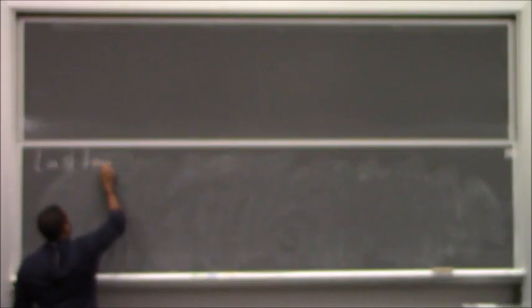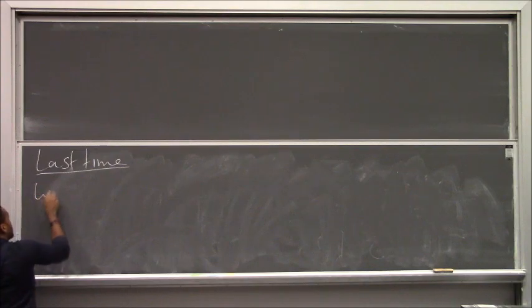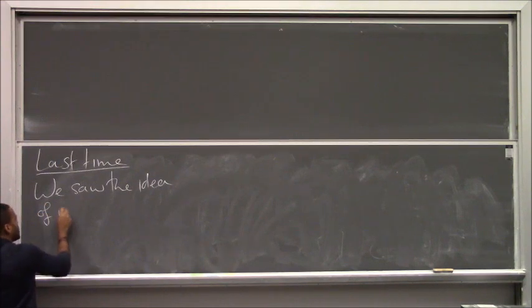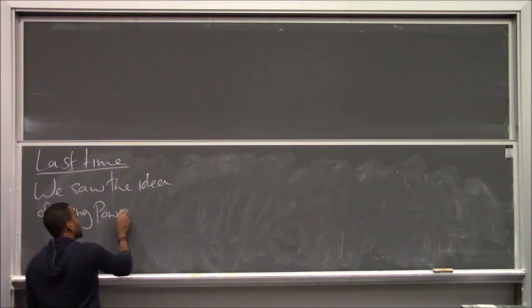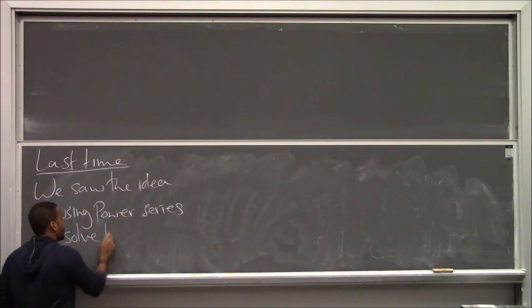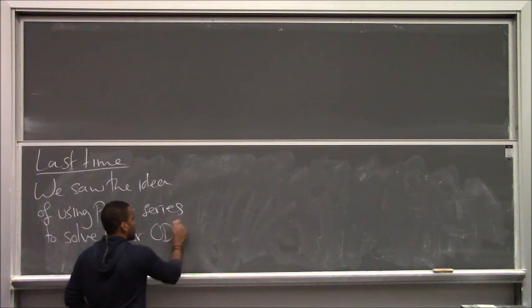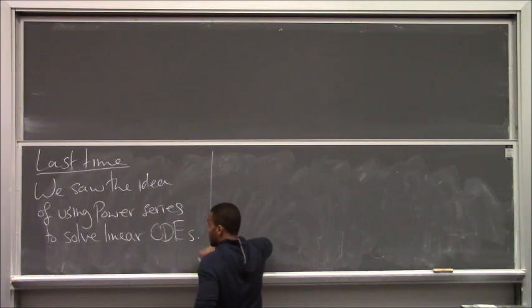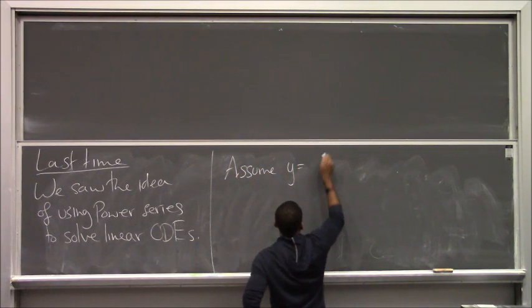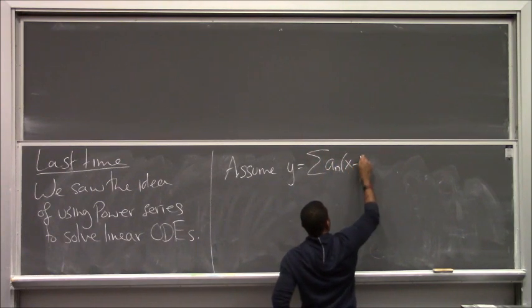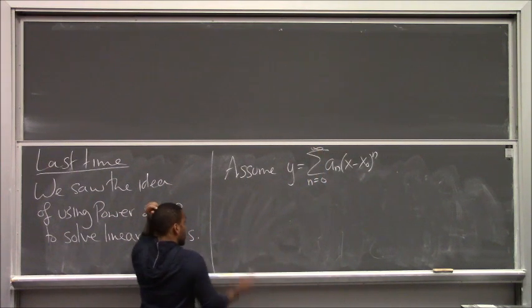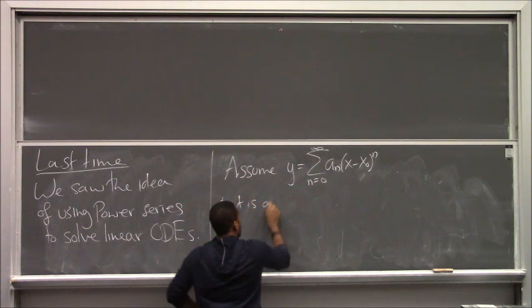Last forever ago, we saw the idea of using power series to solve linear ODEs. So basically the idea was we assume our y is equal to some power series centered at x naught that is absolutely convergent.